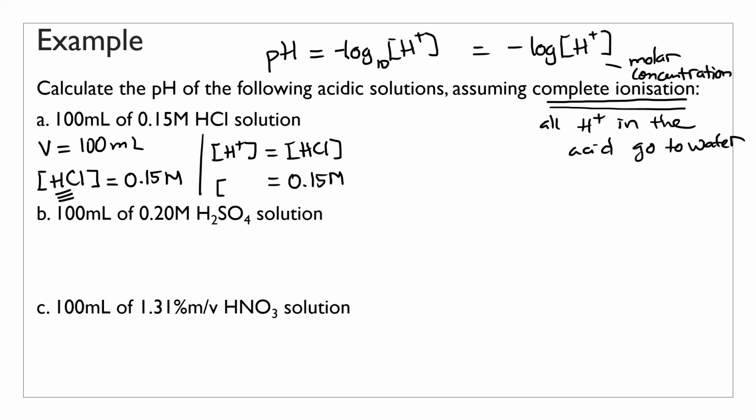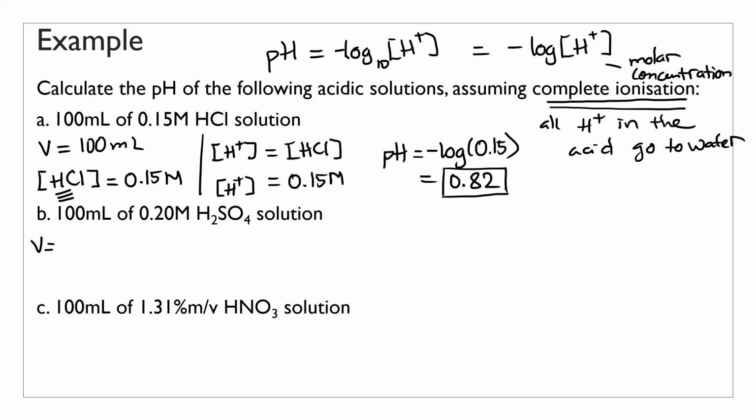So if I already have the concentration of hydrogen ions, I can find pH just by following the formula. So negative log of 0.15, and you put this in the calculator, and I get a pH of 0.82. Let's just do 2 decimal places. So you can see this is a fairly acidic solution, it's very low pH. Let's do the next question.